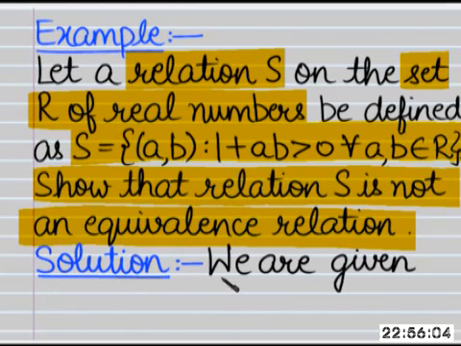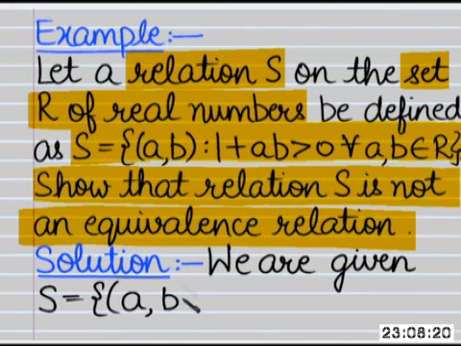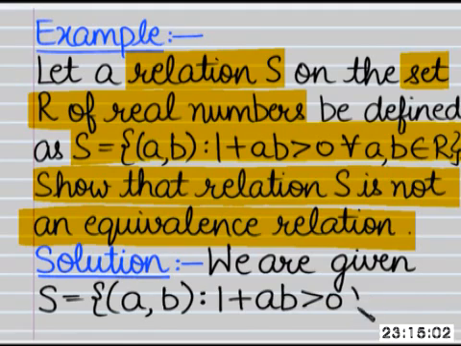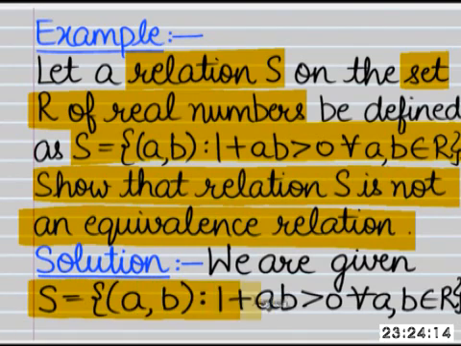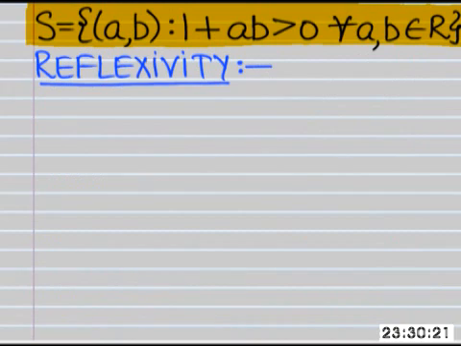In the above example, we are given a relation S defined on the set R of real numbers as S is the set of all ordered pairs (a, b) such that 1 + ab > 0 for all a, b belonging to the set of real numbers R. We have to show that this relation S is not an equivalence relation. Now, firstly, we shall check the reflexivity of the relation S on the set R of real numbers.